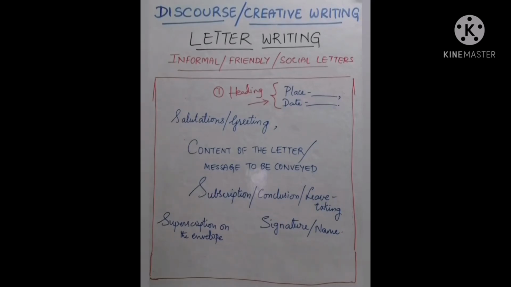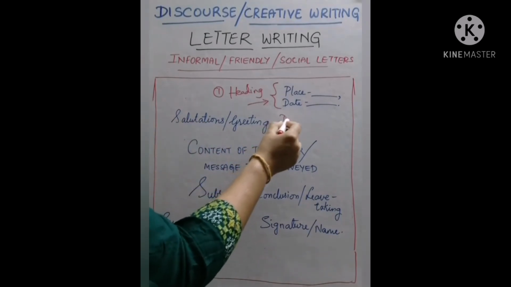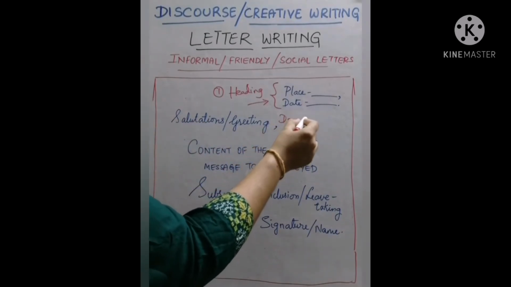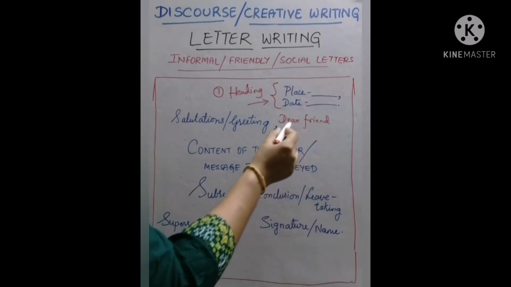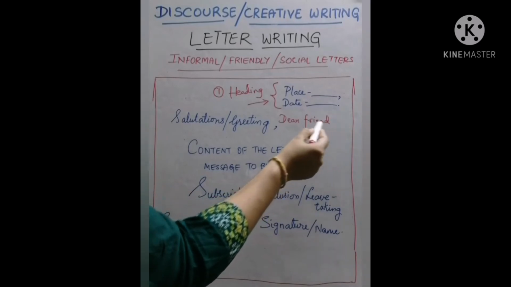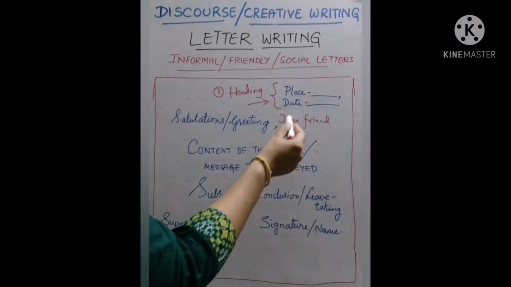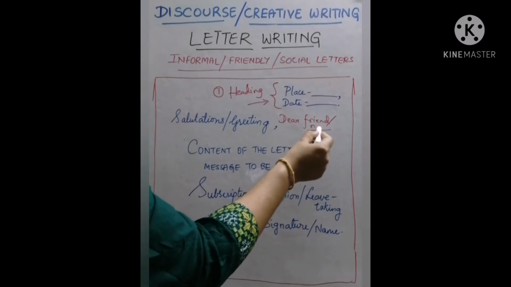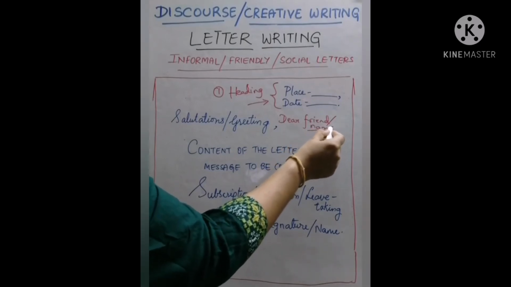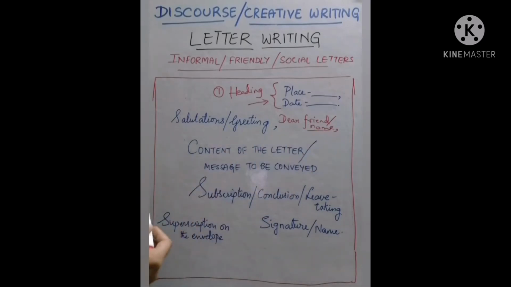Then you have to give your salutation or greeting to the person. When you are writing this, children, you generally write dear friend or dear and your friend's name directly. So don't write dear friend and then your friend's name. If you mention dear friend, it's fine, or else directly you can write dear and your friend's name. Remember this, and after this you have to put a comma, and then you begin with your content.